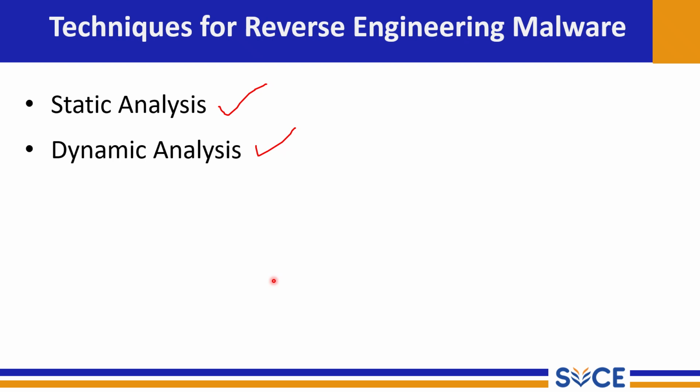And second, we will discuss dynamic analysis. Dynamic analysis involves executing the malware sample in a controlled environment to observe its behavior. This technique is useful in understanding how the malware operates, what its capabilities are, and what kind of damage it can cause. There are three primary techniques used in dynamic analysis.